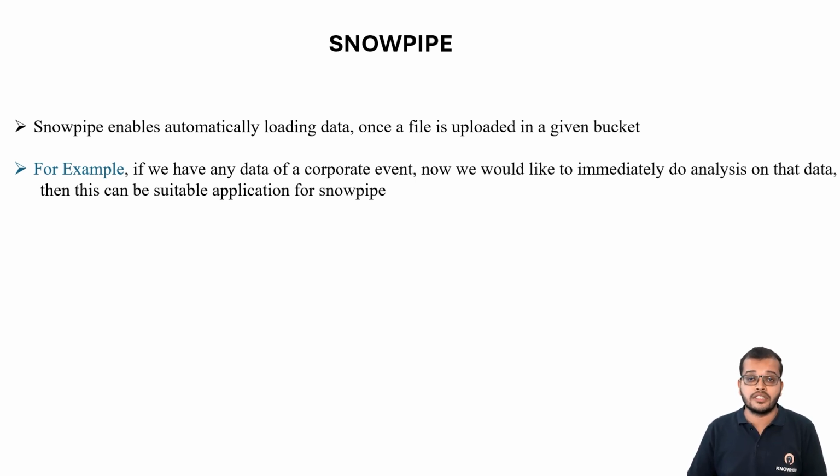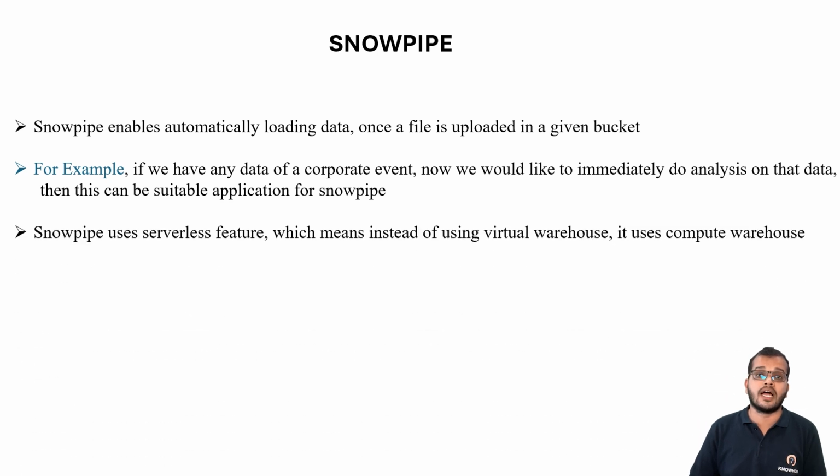One interesting feature I would like to focus on again in Snowpipe is that it is a serverless feature. Snowpipe is a serverless feature, so we do not need a virtual warehouse here. Instead of using a virtual warehouse, it uses the compute warehouse. So this is all about Snowpipe, how it works and what exactly it is. But now let us see the working principle.